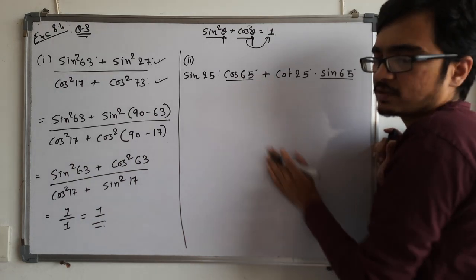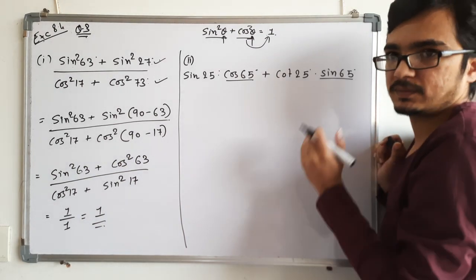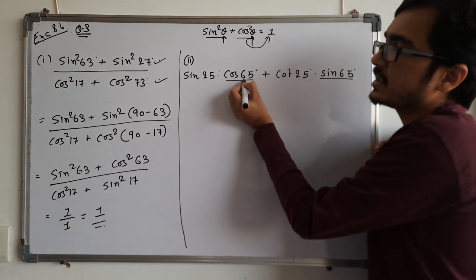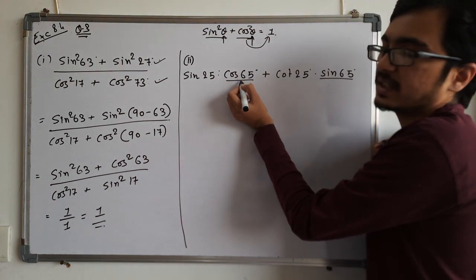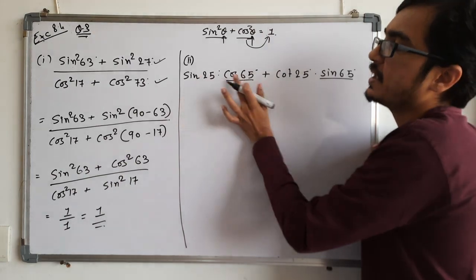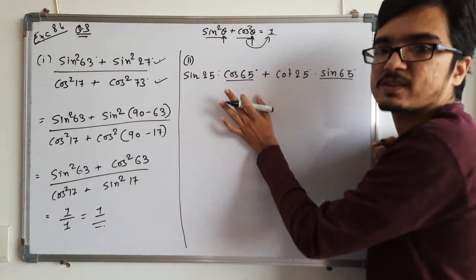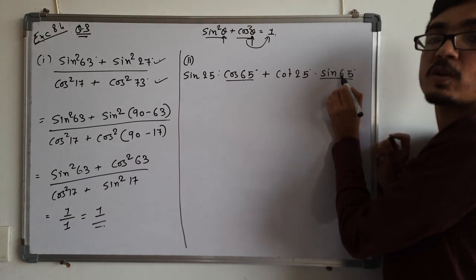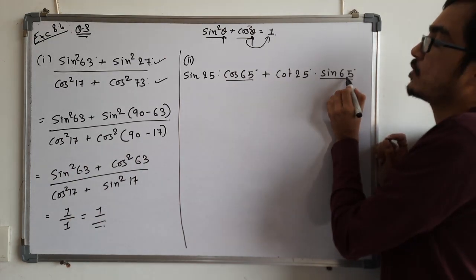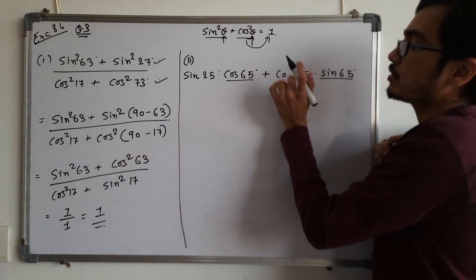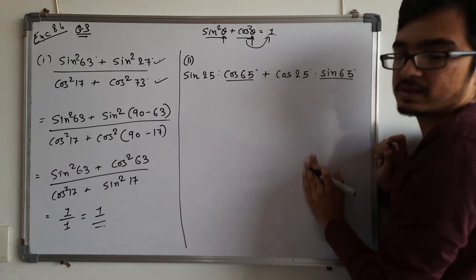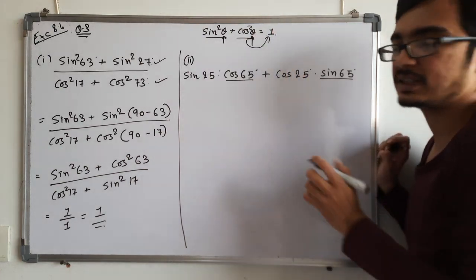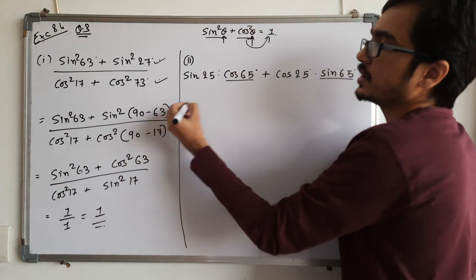If we convert this cos 65, then it will be converted into sine 25. Sine 25 into sine 25, that will be sine square 25. If we convert this sine 65, then this will be cos 25. Then cos 25 into cos 25, that will be cos square 25. Sine square 25 plus cos square 25 will be 1. We can evaluate the thing.